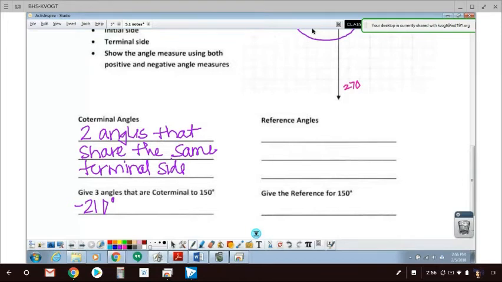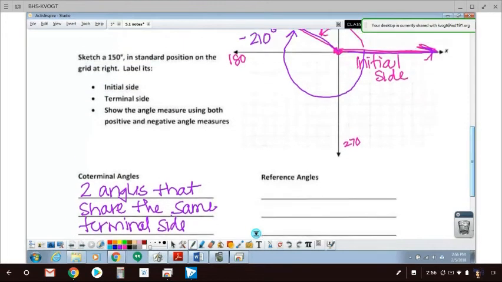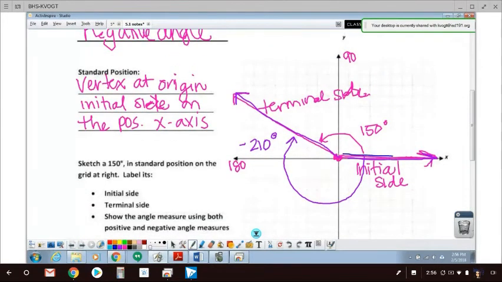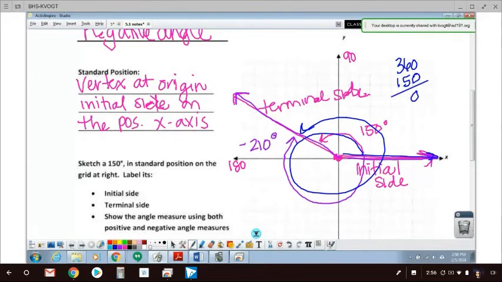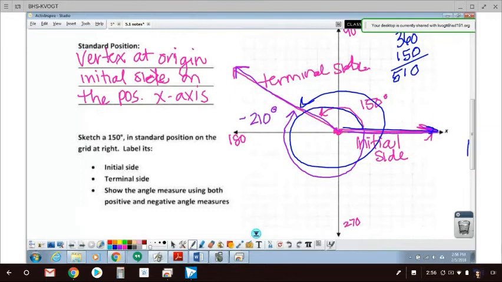I'll try to use a different color here. But if I go back up here, I could rotate another 360. So I could take 360 and add it to my 150. And I get 510. Okay, so that's another one.